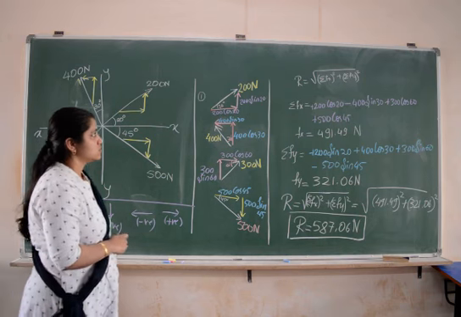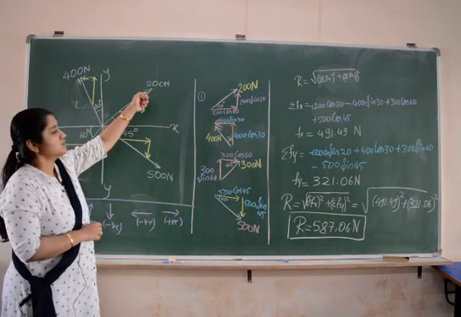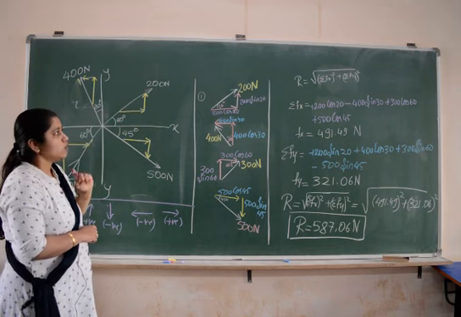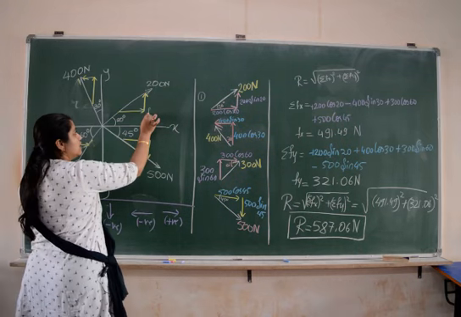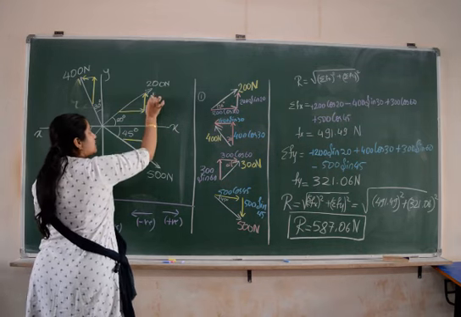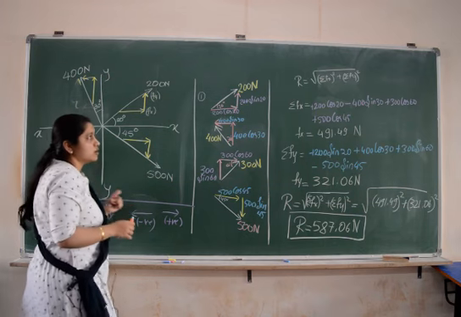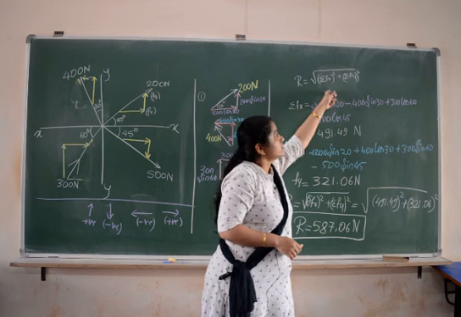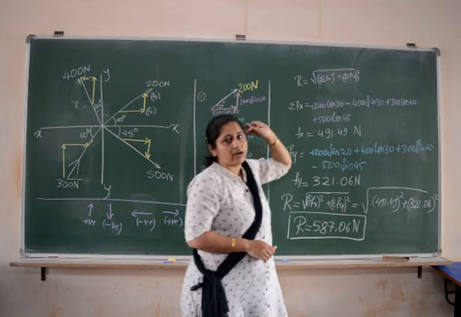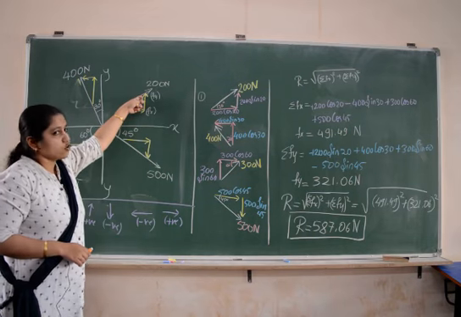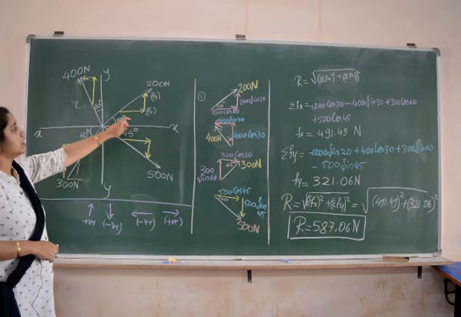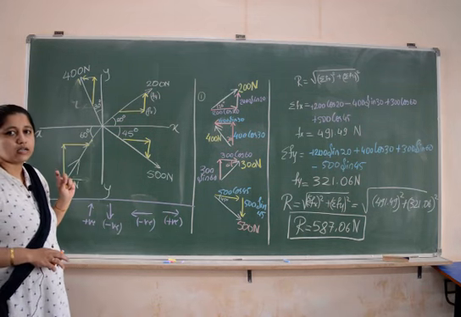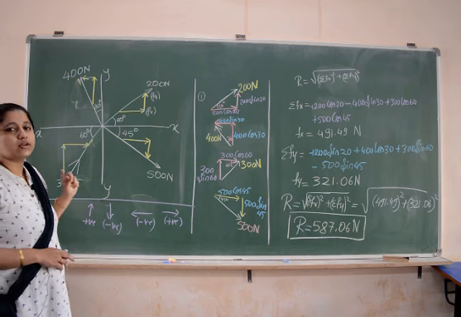So students, we need to resolve the force into two components, in the x direction and in the y direction. We have to find out the fx component and the fy component, because the resultant is equal to square root of summation of fx square plus the fy square. So every force that has been given to us, we have to find out fx component and the fy component, that is the horizontal component and the vertical component.